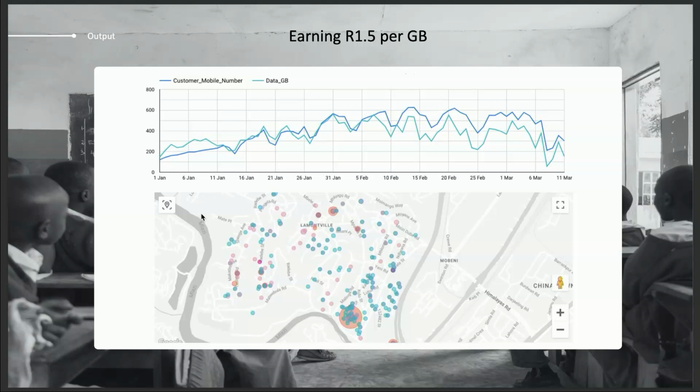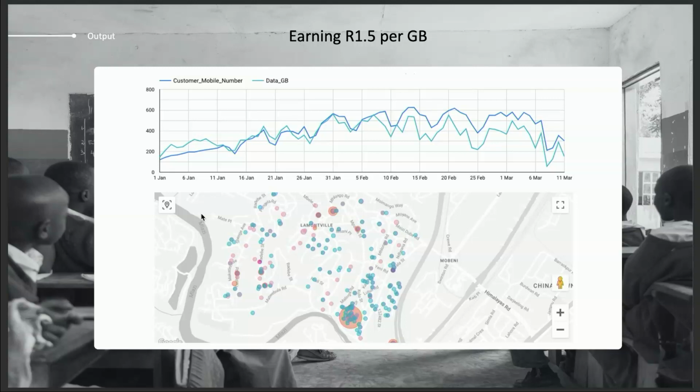We're getting an average of about 1 gig to 1.5 gigs per month per usage. And that translates to, because we put a bit of free in there as well, we're earning about R1.50 per gigabyte out of our sustainable networks that we've experimented with.